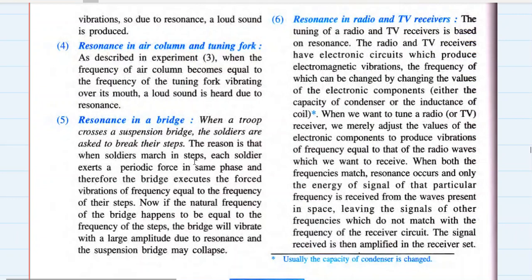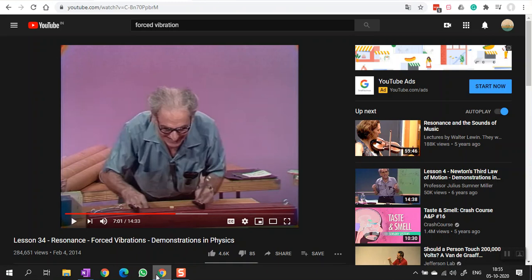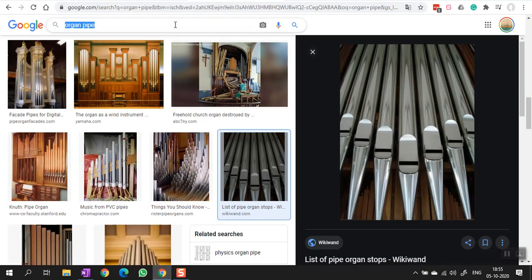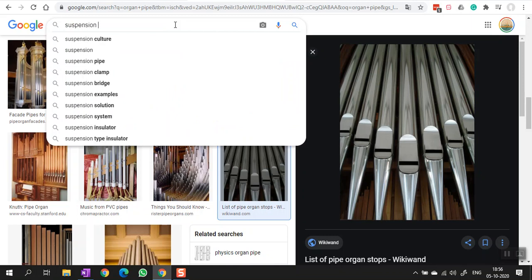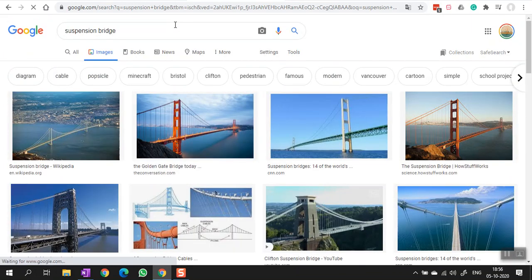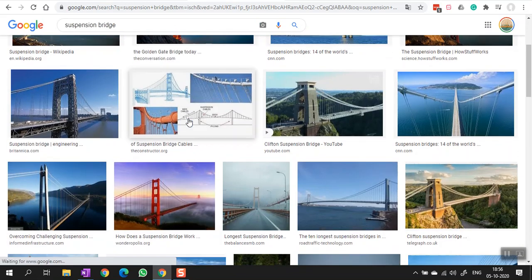Resonance in a bridge. This is very important, and some questions give reasons, and such questions are asked based on this particular observation. When a troop, army troop, crosses a suspension bridge. Suspension bridge is a bridge which is suspended with the help of cables. Okay. In certain mountainous regions, there are suspension bridges. Let me show you a photo of suspension bridge. I want to show you a smaller suspension bridge. See, these kind of bridges are suspension bridges, but these are very large suspension bridges.